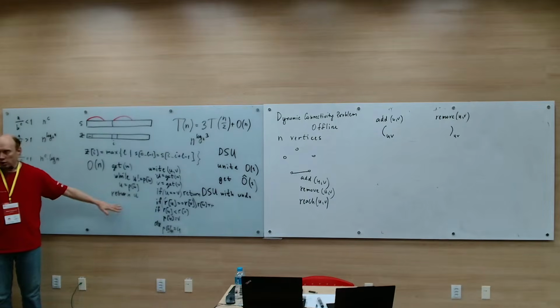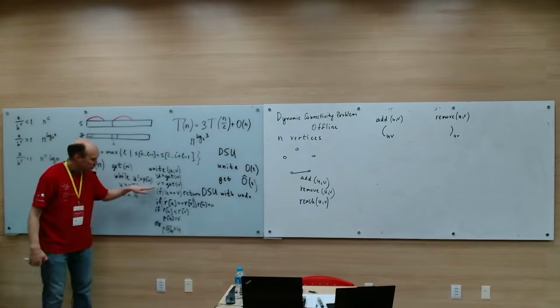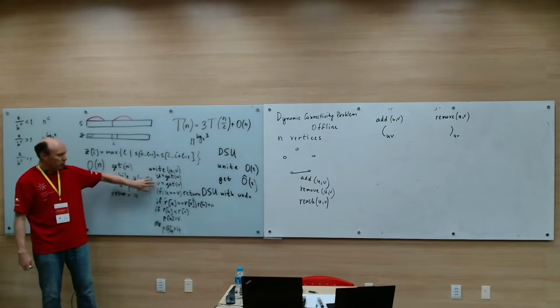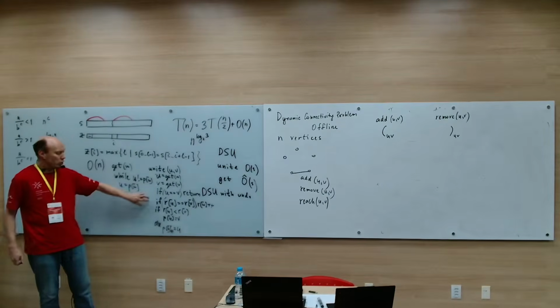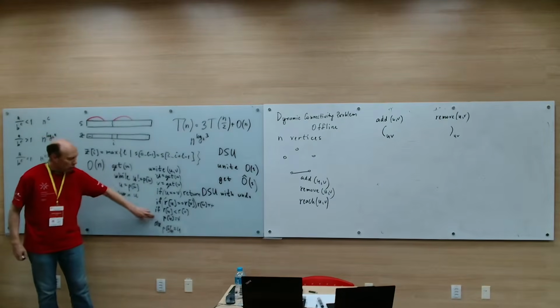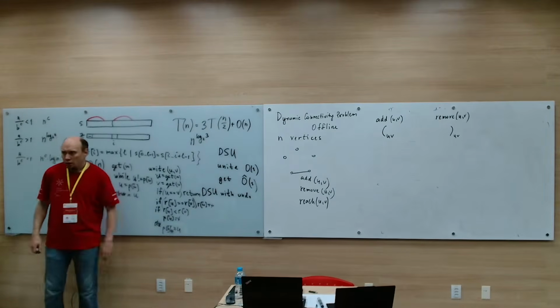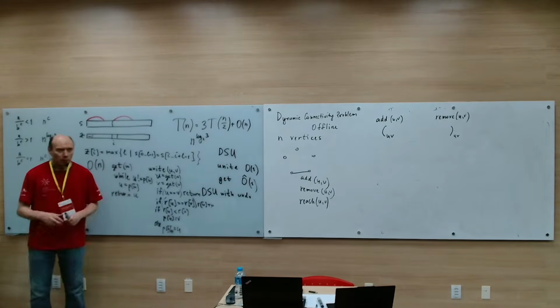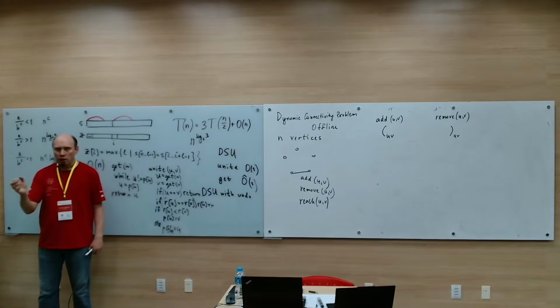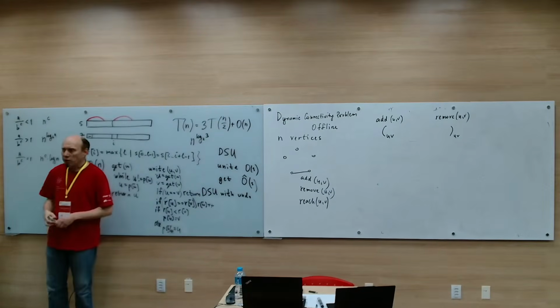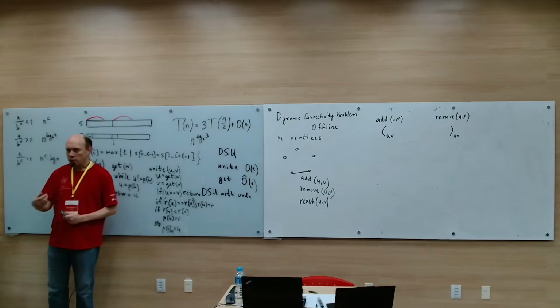In the DSU, the gets do not change anything, this return does not change anything, so unite only changes the rank and changes the parent. What do we do? It's usually done separately for rank and parent. We create a stack of modifications.